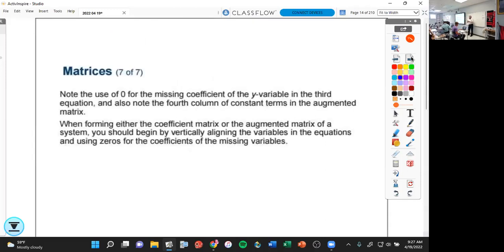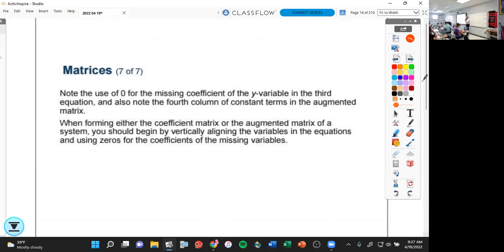Notice that in that last row, we did not have a y term. Because there was not a y term, we had to put a 0 there. Anytime there's something missing, you must put a 0 in that place. Something's got to hold that position. When forming either the coefficient matrix or the augmented matrix of a system, you should begin by vertically aligning the variables in the equations and using zeros for the coefficients of the missing variables. Any questions so far? Y'all feel comfortable that you can make a matrix out of a system?